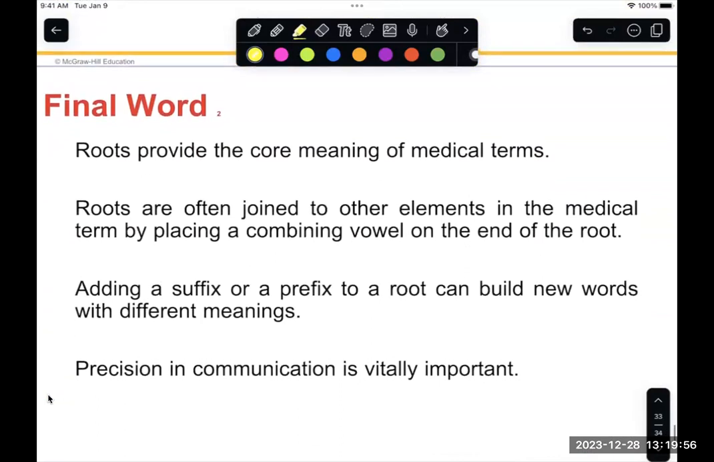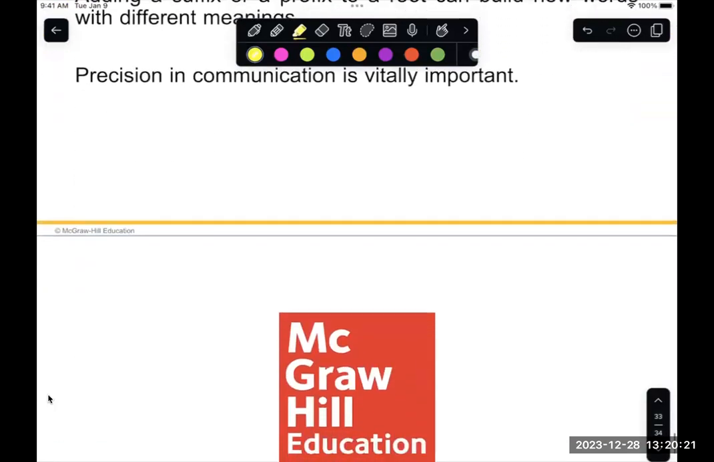So, roots provide the core meaning of these medical terms. Roots are often joined with other elements in these medical terms by combining vowels at the end. Adding a suffix or a prefix can build new words with different meanings. So precision in communication is extremely important.